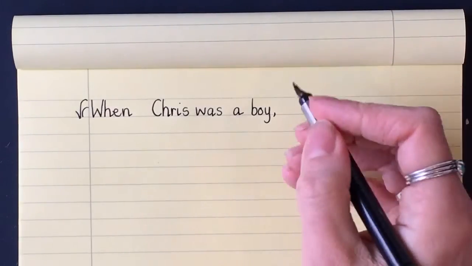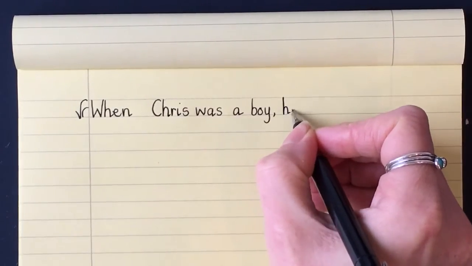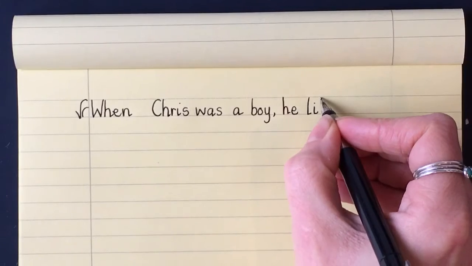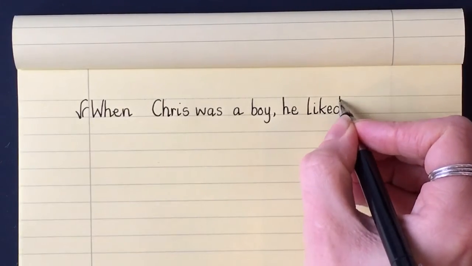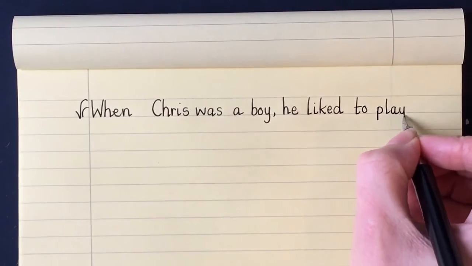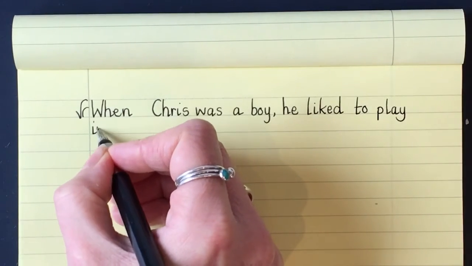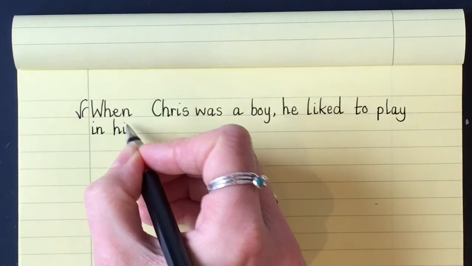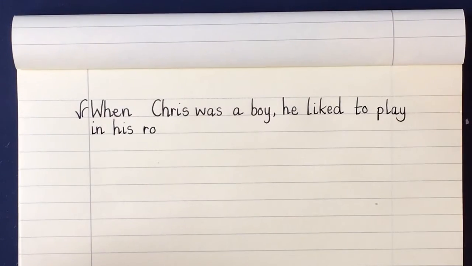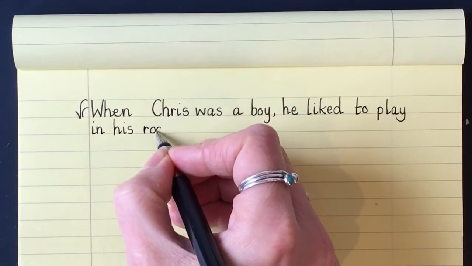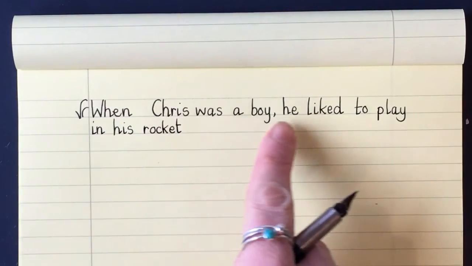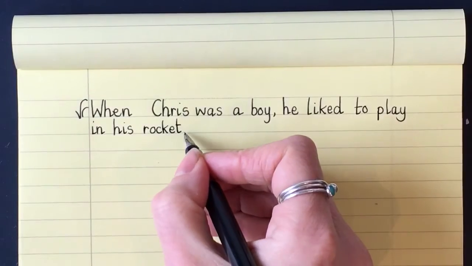I think I'm going to write that. Now we wrote the word liked yesterday. Do you remember how to spell it? Which I was it? That's right, it was I split E, wasn't it? He liked to play in his rocket. Oh. Can you remember which k we need? We need both, don't we? The C and the K. Rocket. When Chris was a boy, he liked to play in his rocket. Full stop.